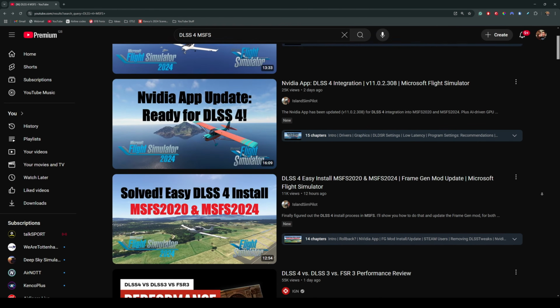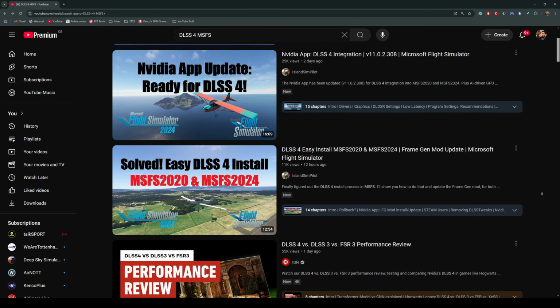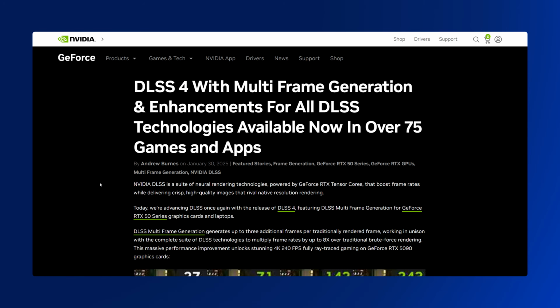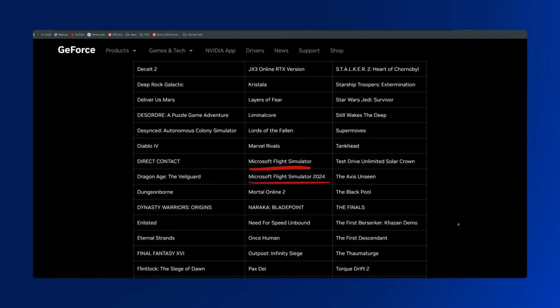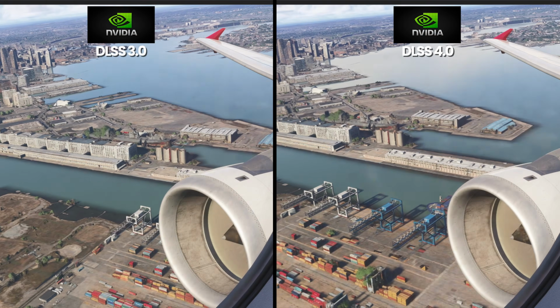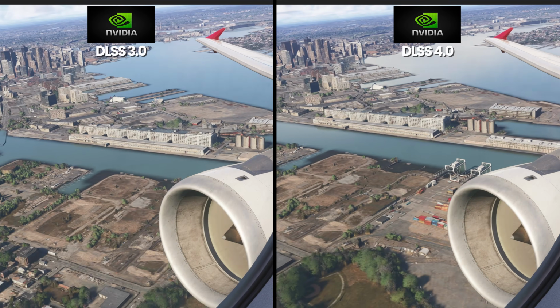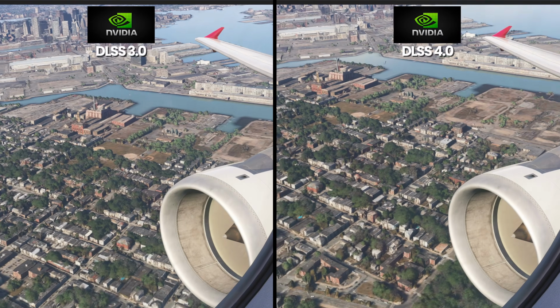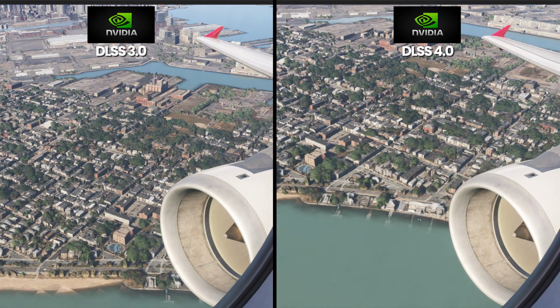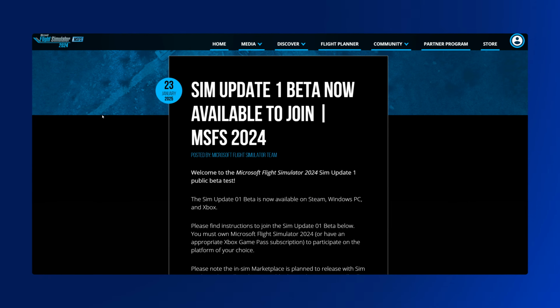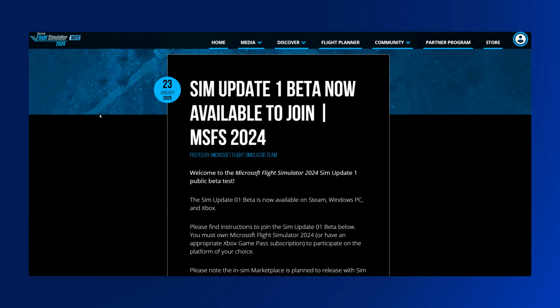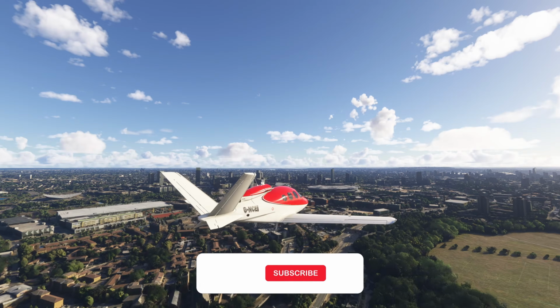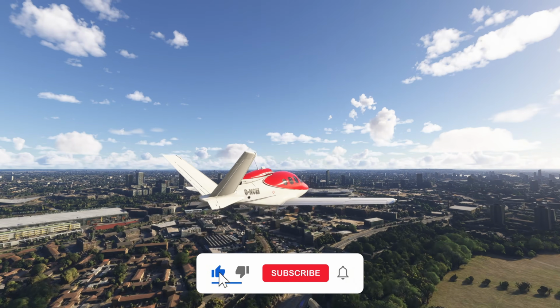Now, I should mention that there has been a few videos published showing how to use DLSS 4 frame generation in both MSFS 2020 and 24. Our early testing suggests this has introduced significant improvements to both stability and image quality. We'll hopefully have a dedicated video comparing DLSS 4 versus the original frame generation soon, followed by a complete performance analysis of the Sim Update 1 beta. So make sure you're subscribed for both of these videos so you don't miss out when they drop.